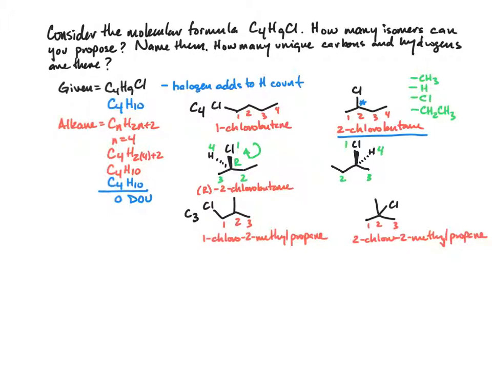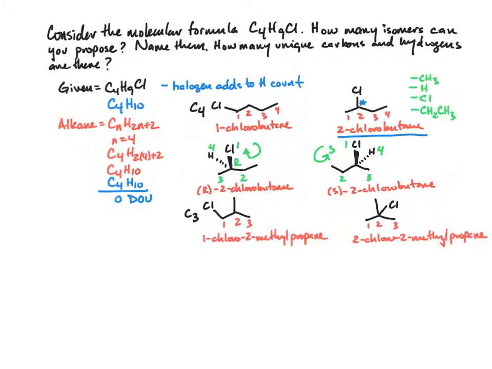The other compound, we are going counterclockwise, so this is going to be S. It's the mirror image enantiomer. So this is going to be (S)-2-chlorobutane. So these 2 stereoisomers are mirror images of one another. They have identical physical properties. The only difference between them is the direction in which they rotate plane polarized light.